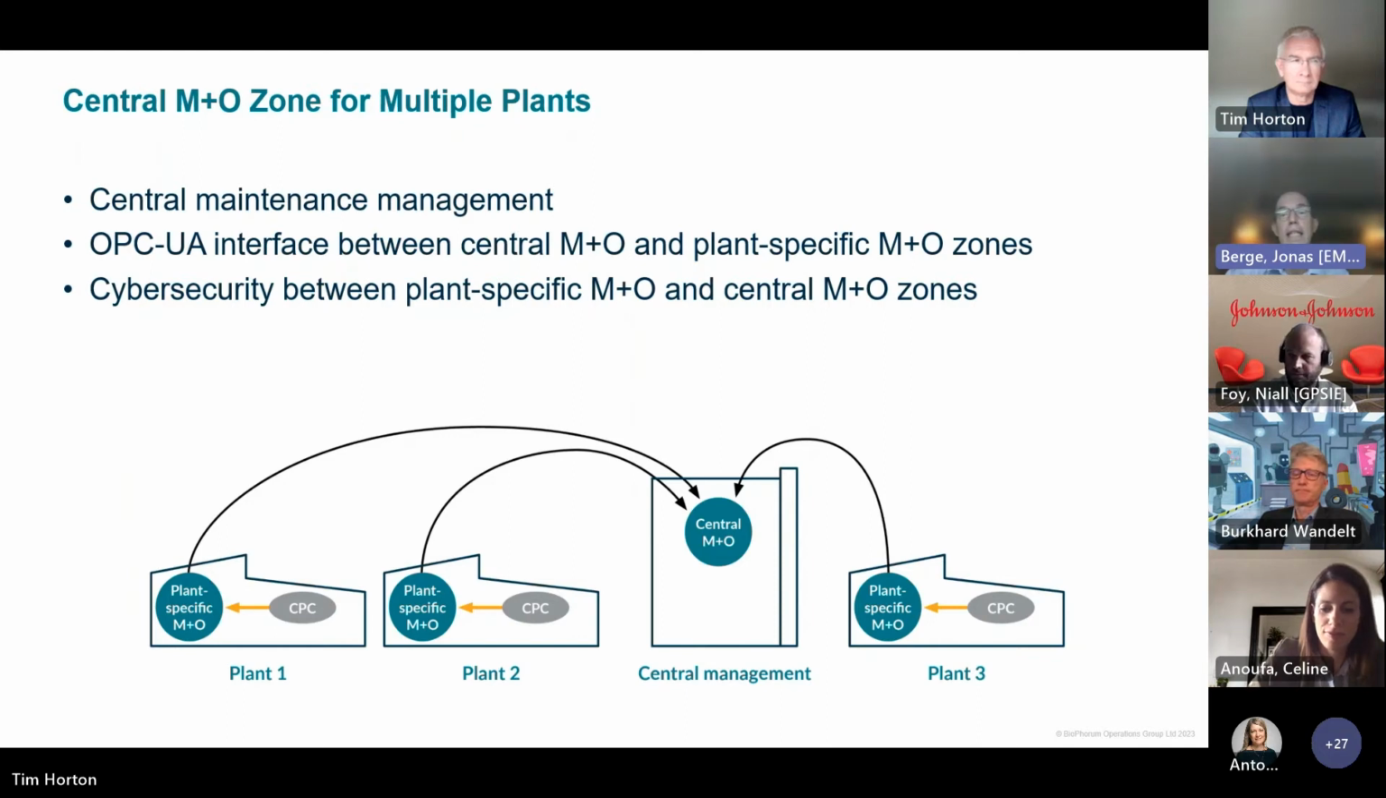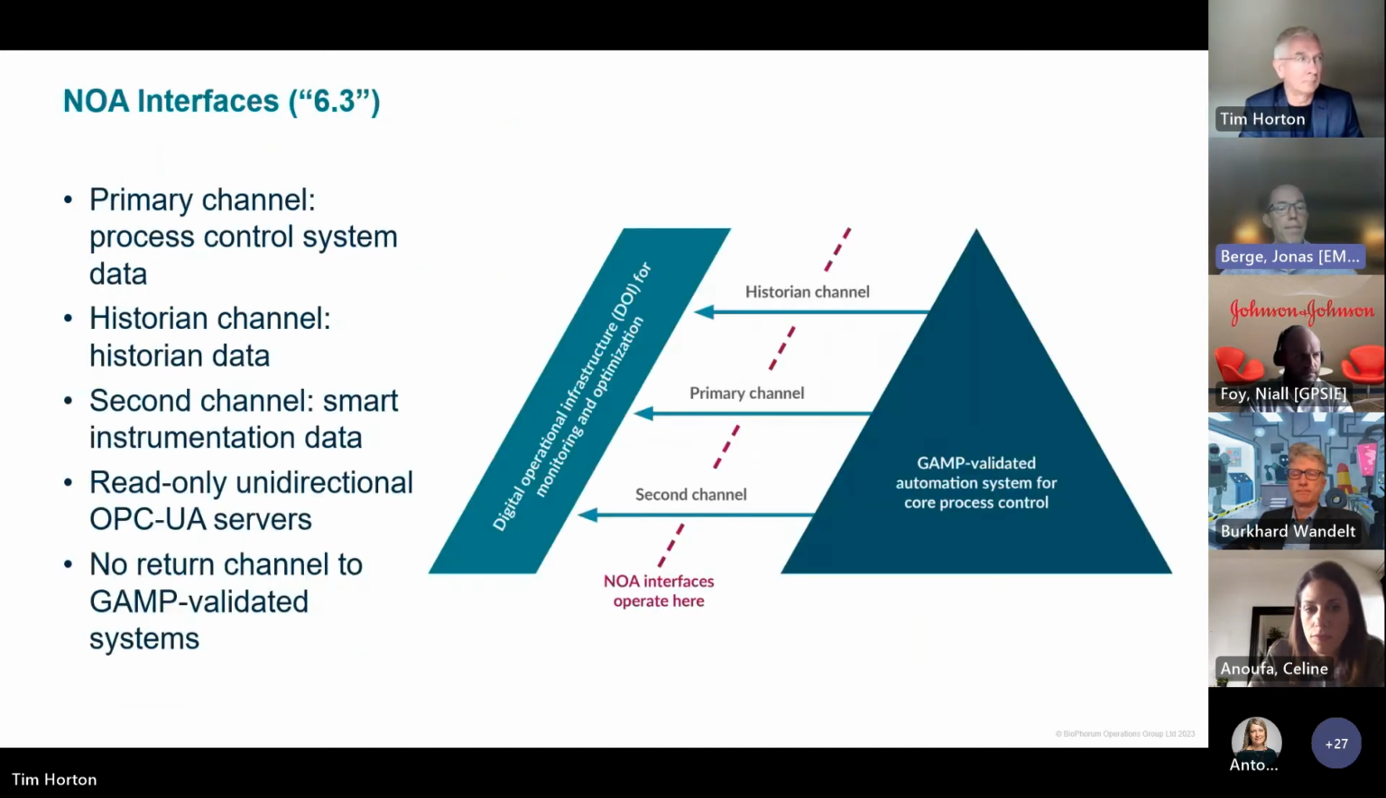Some predictive maintenance activities may be carried out from a central maintenance management hub covering multiple plants. M&O automation tools covering multiple plants are implemented in the central M&O zone. The interface between the central M&O zone and plant-specific M&O zones is also OPC UA. Cybersecurity is provided for the communication between plant-specific M&O and central M&O. Next slide, please.